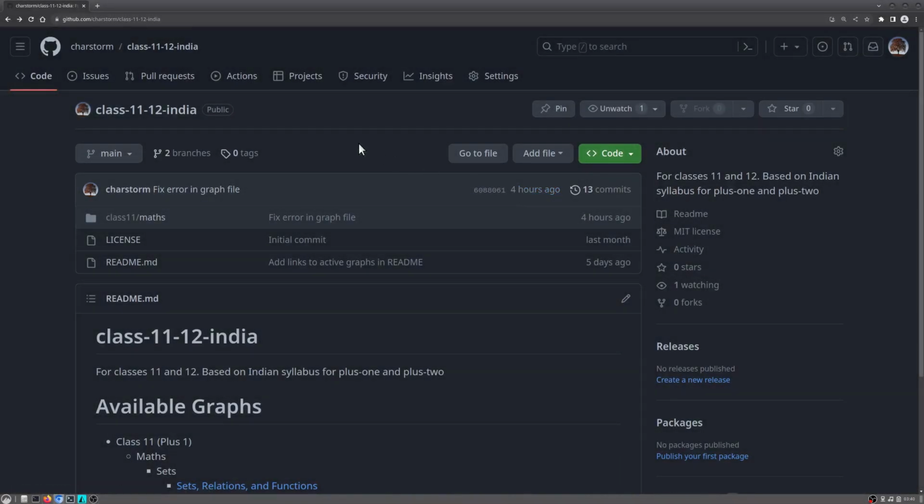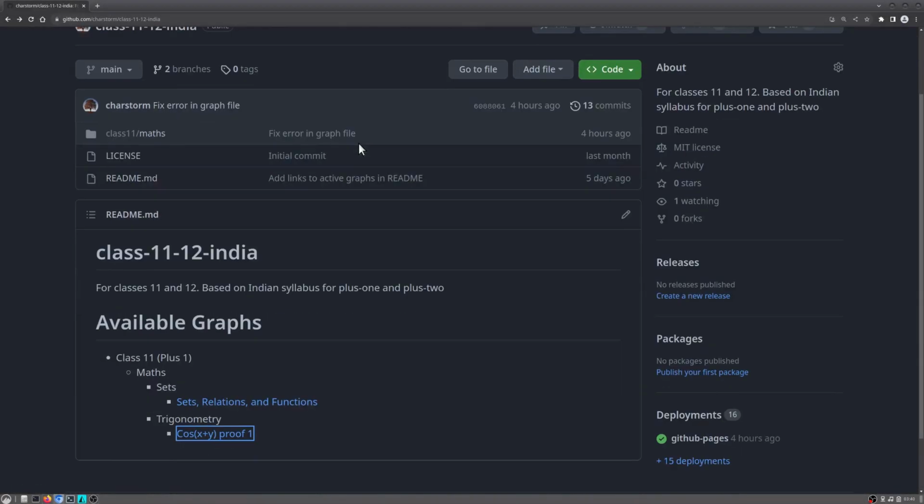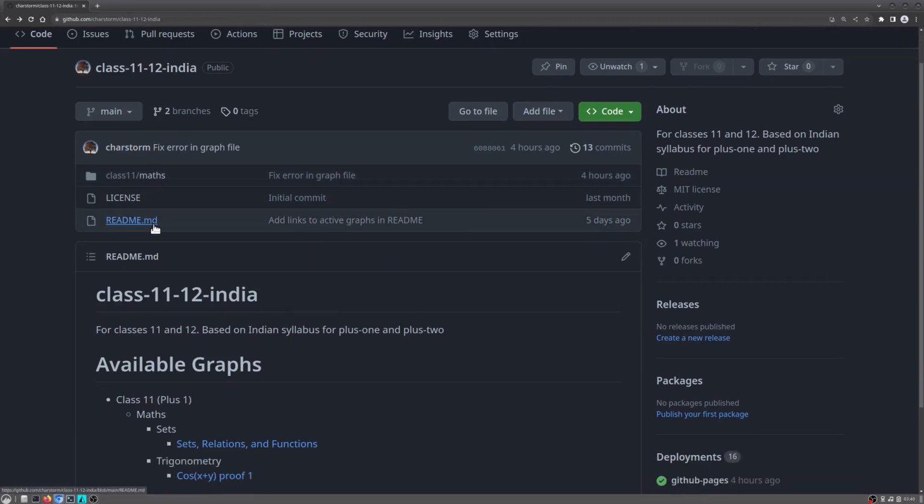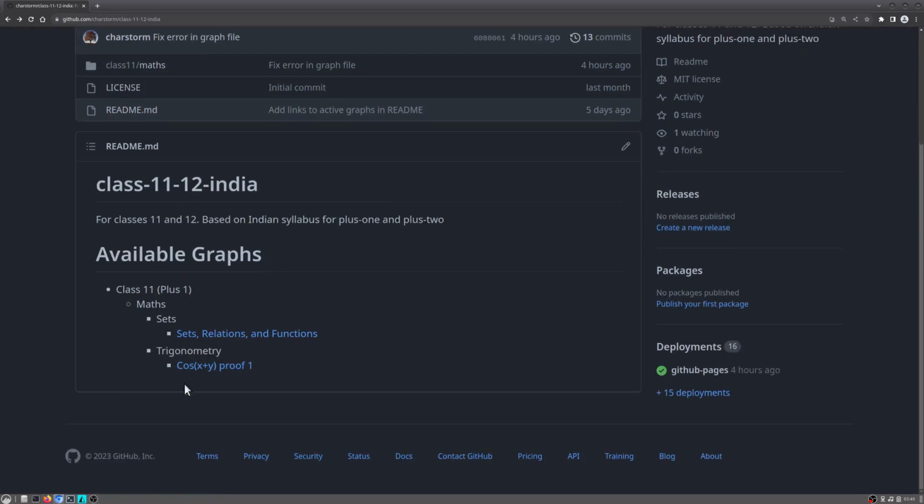Before we get to the proof, let me show you something. I have a graph and a few slides prepared for this session, and you can get that from this particular repository. You don't have to type the entire URL; I will provide a link to it in the video description. Once you are in this repository, look for the main readme.md file, and all the links are available there. So today's proof is cos(x+y) proof 1.